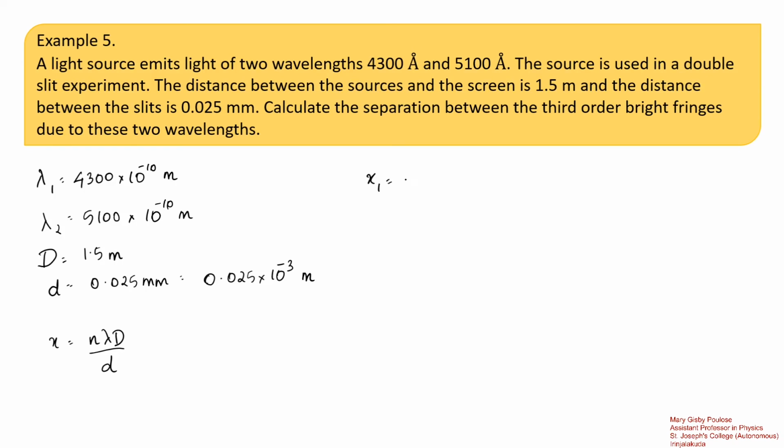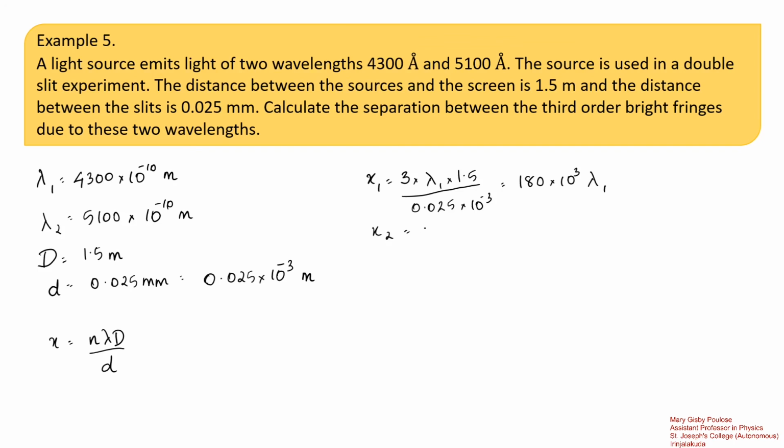So we have n is equal to 3 into lambda 1 into capital D is 1.5 divided by small d is 0.025 into 10 raised to minus 3. Okay, so calculating it, we have 180 into 10 raised to 3 lambda 1. Okay, now x2 is the position of the third order bright fringe due to the second wavelength.